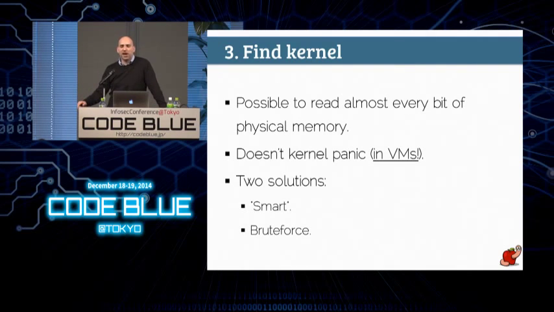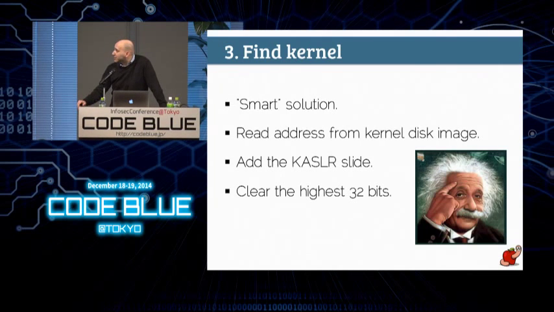Oh, I know what it is, machine check exceptions, hardware mapped, so you cannot read the whole memory on a physical machine. Two solutions: the smart one, or not very smart, but I call it smart, and the brute force one that can only work in VMs because of the kernel panic problem. The smart solution is very simple. You know where the kernel is located. You read from the kernel image, then you have the kernel KASLR offset. This is one of the reasons why we need it. Then you just clear the highest 32 bits, and you get the physical location of the kernel page.